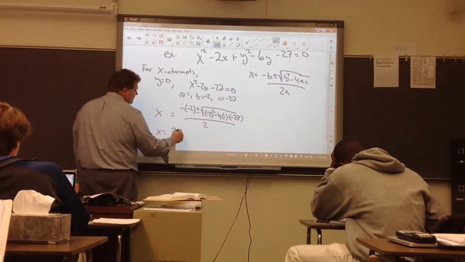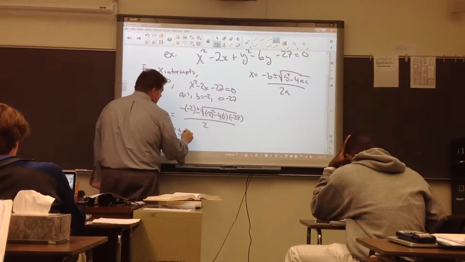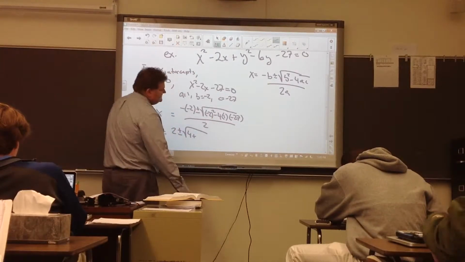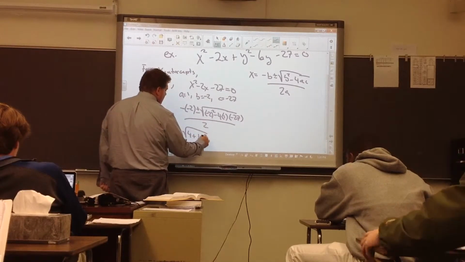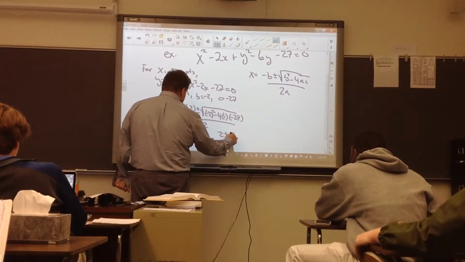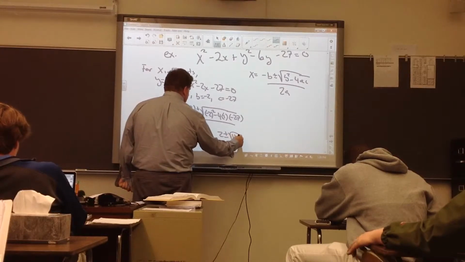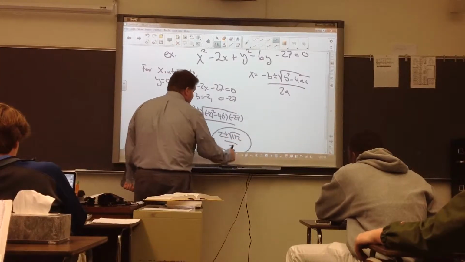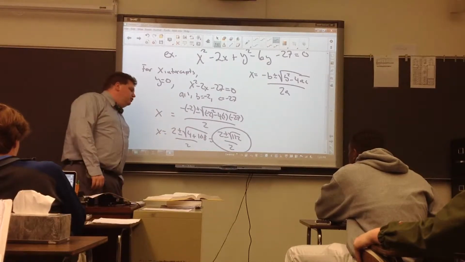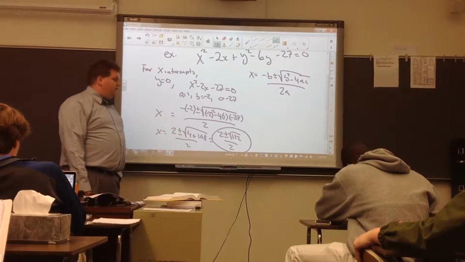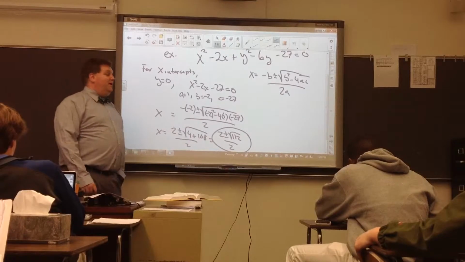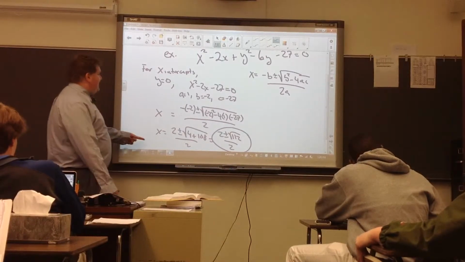We clean this up to 2 plus or minus the square root of 4 plus 4 times 27. That's 108. Thank you, whoever said that. All over 2, which is 2 plus or minus the square root of 112 over 2. And we can leave our answer like that. So there's 2 x-intercepts. One at 2 minus the square root of 112 over 2, 0, and the other one at 2 plus the square root of 112 over 2. Okay, we can leave them like that.